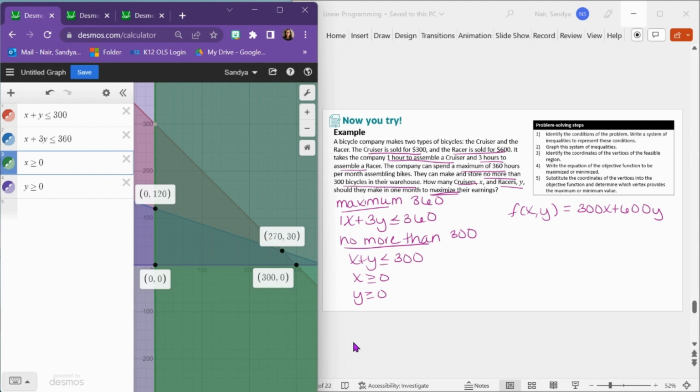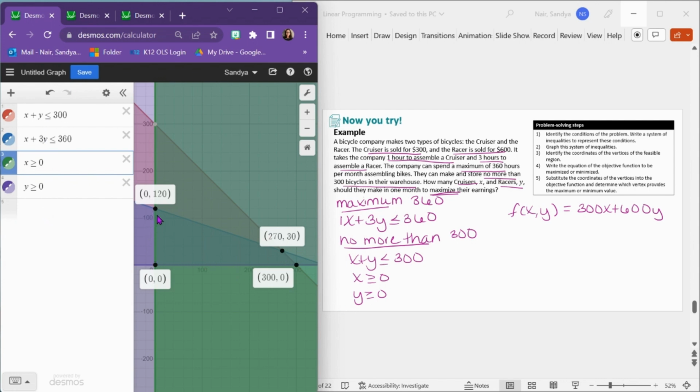Also, they have limited storage, so they can store no more than 300 bicycles in their warehouse. So that means that the number of cruisers plus the number of racers, which is x plus y, has to be less than or equal to 300. So we also have to add in those conditions since we're talking about a real life problem. We can't make negative bicycles. So we have to have x is greater than or equal to 0 and y is greater than or equal to 0.